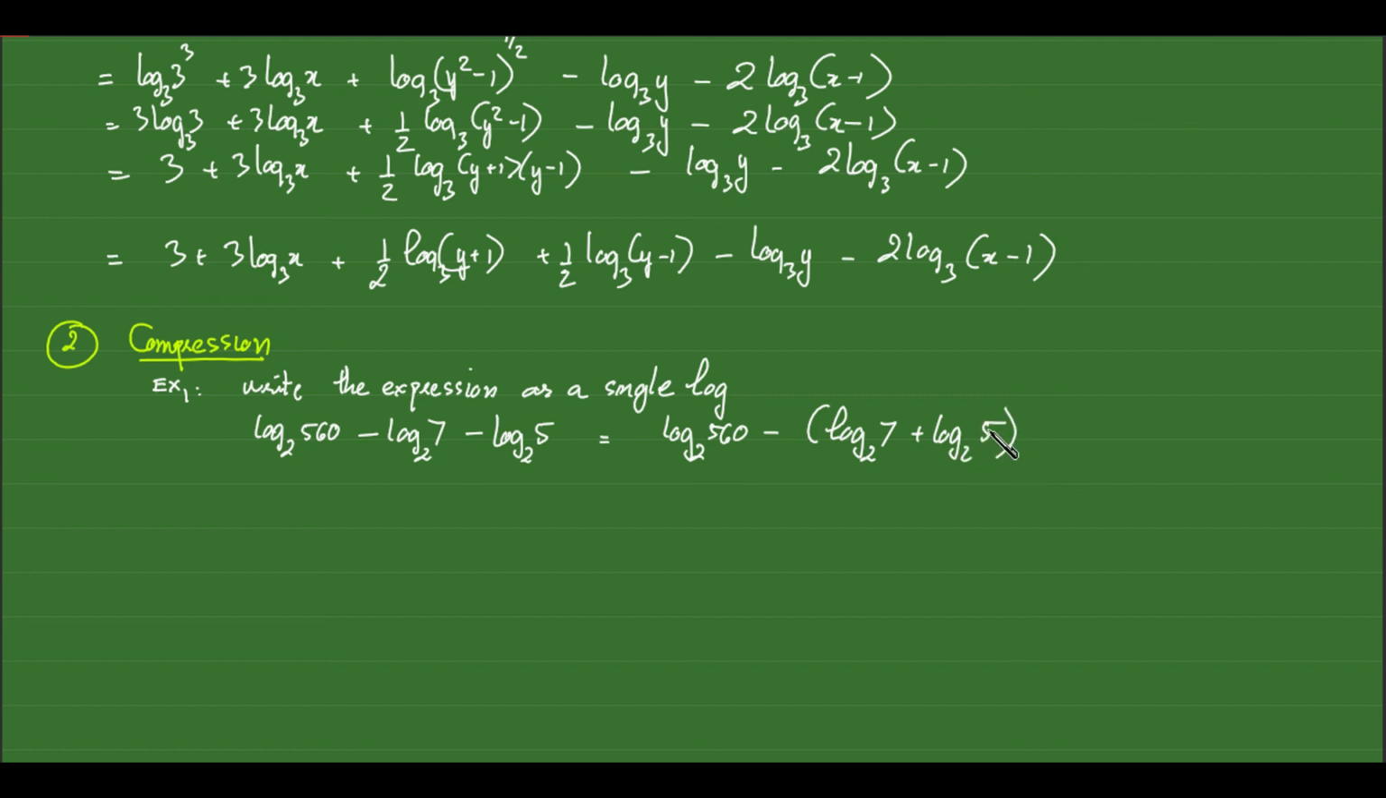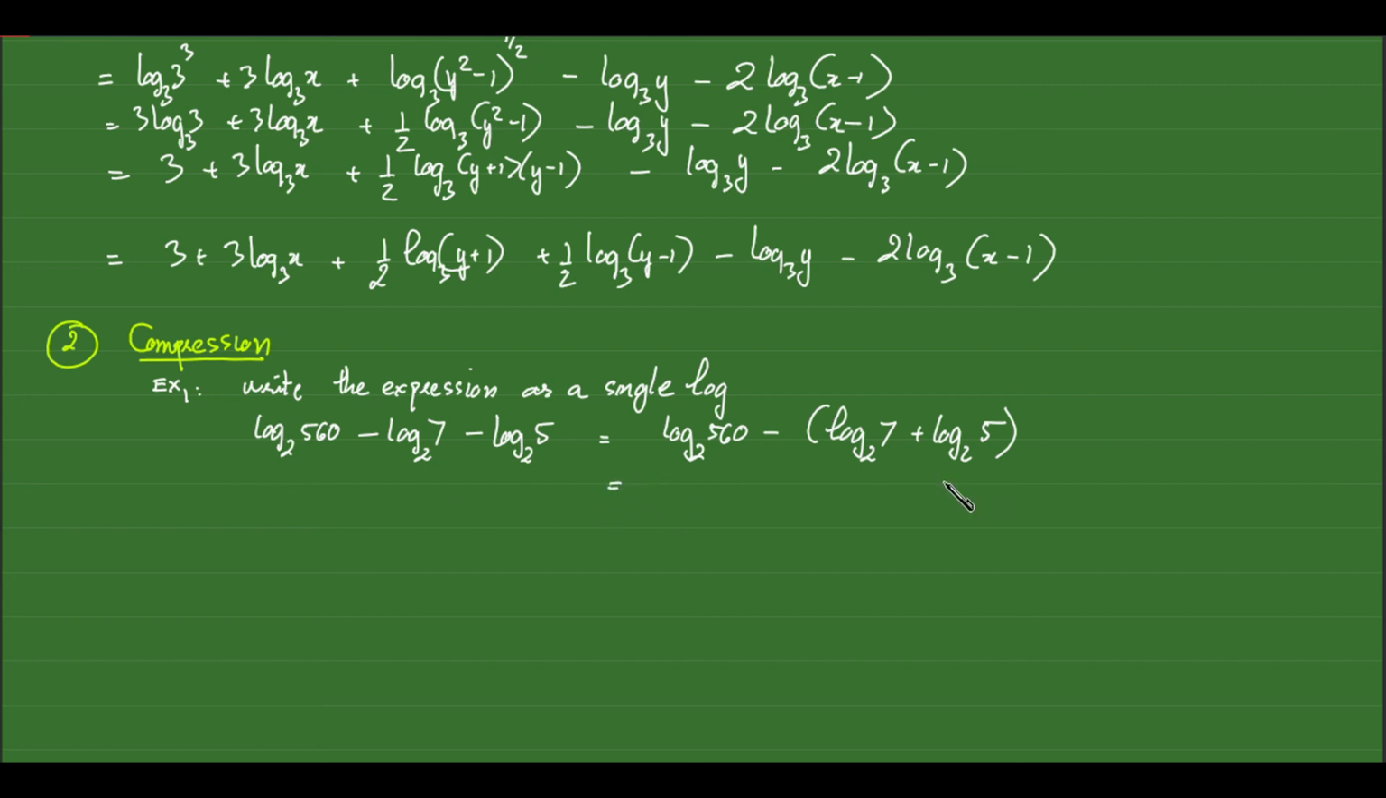Before I continue, I just want to remind you of this. In order to compress all the logs together, the base must be the same. Over here it's base 2, base 2, base 2. If over here it is base 2, and this is base 3 and this is base 5, you cannot do it. You can only compress logs with the same base. If you have different bases, you cannot compress them.